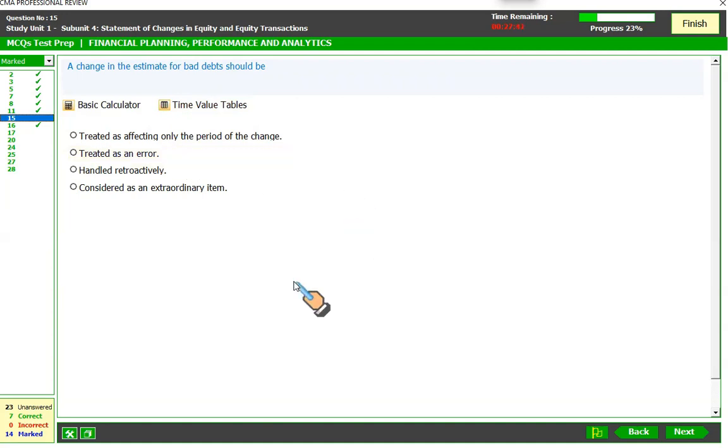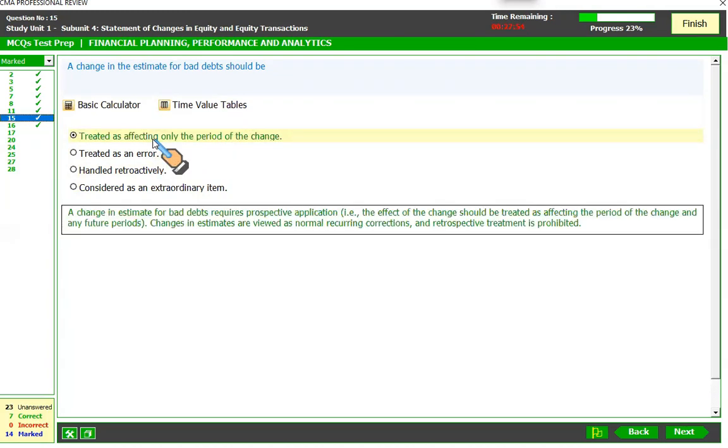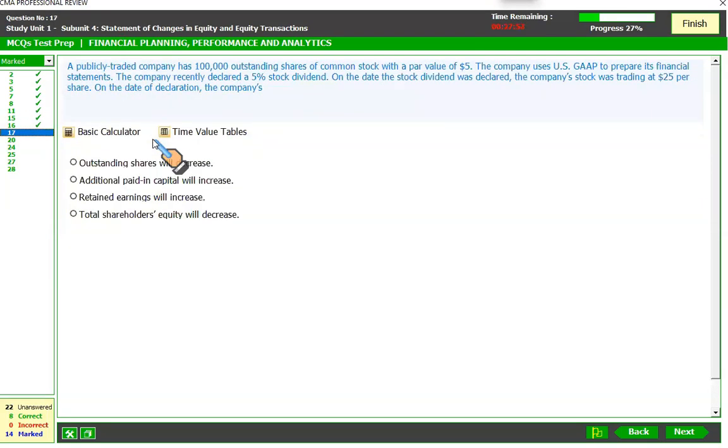So which of these do you think is the right option then? It is not an extraordinary item. It is not treated retroactively. Prior year financial statements are not affected. It is treated as affecting only the period of the change. Prior year financial statements require no adjustments whatsoever.